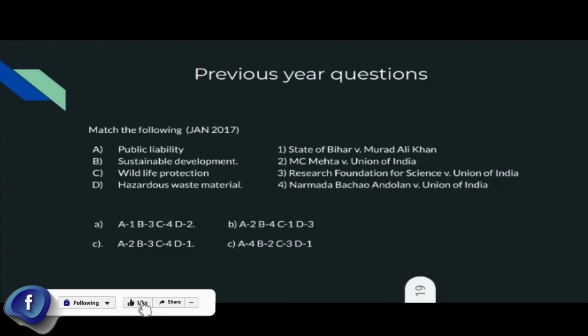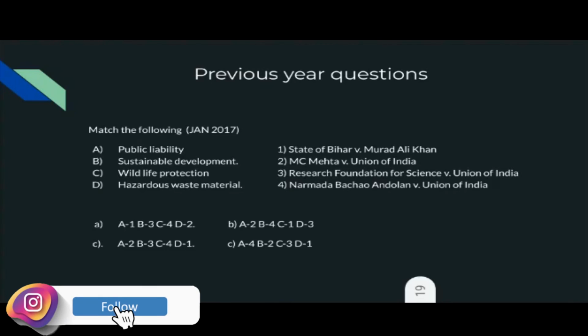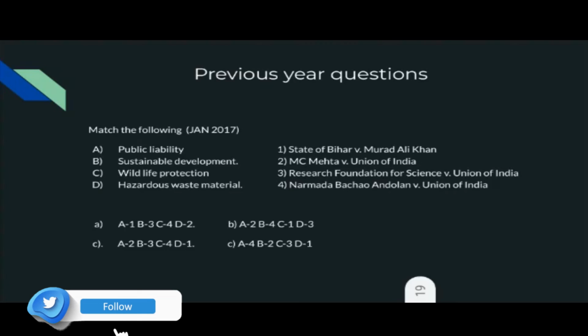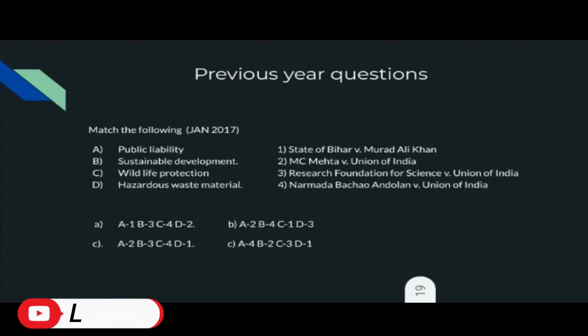Now in that option, A is 2, that is public liability is mentioned in the case of MC Mehta versus Union of India. Sustainable development is mentioned in the case of Narmada Bachao Andolan versus Union of India. Also, wildlife protection is dealt with State of Bihar versus Murad Ali Khan. And hazardous waste material is dealt with Research Foundation for Science versus Union of India. So if we know that, we can easily crack this question, because only one option comes with that particular combination. That is option B. So we can rightly say that option B is the correct answer.